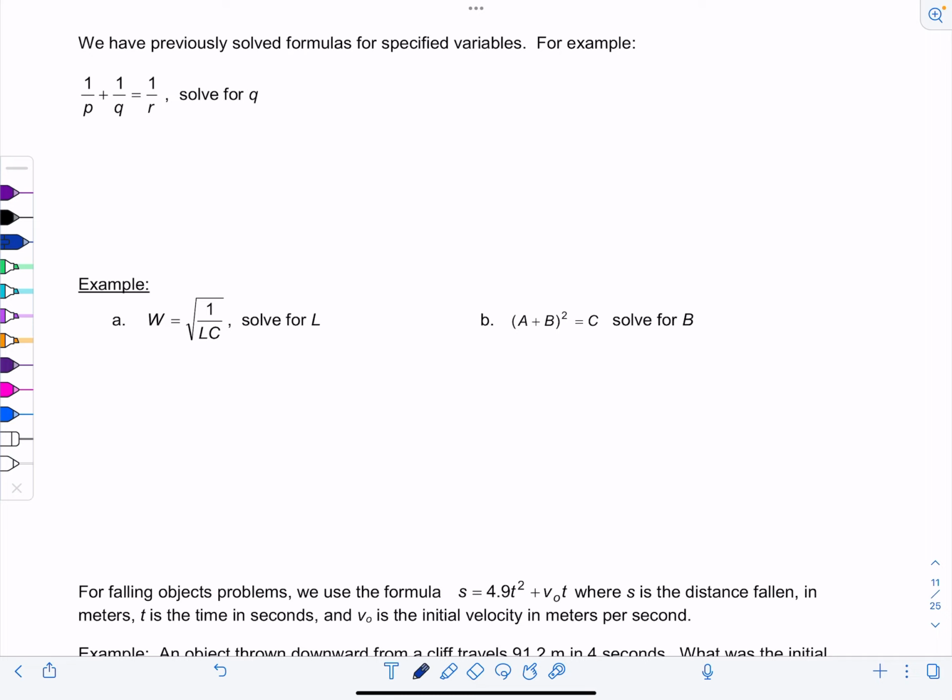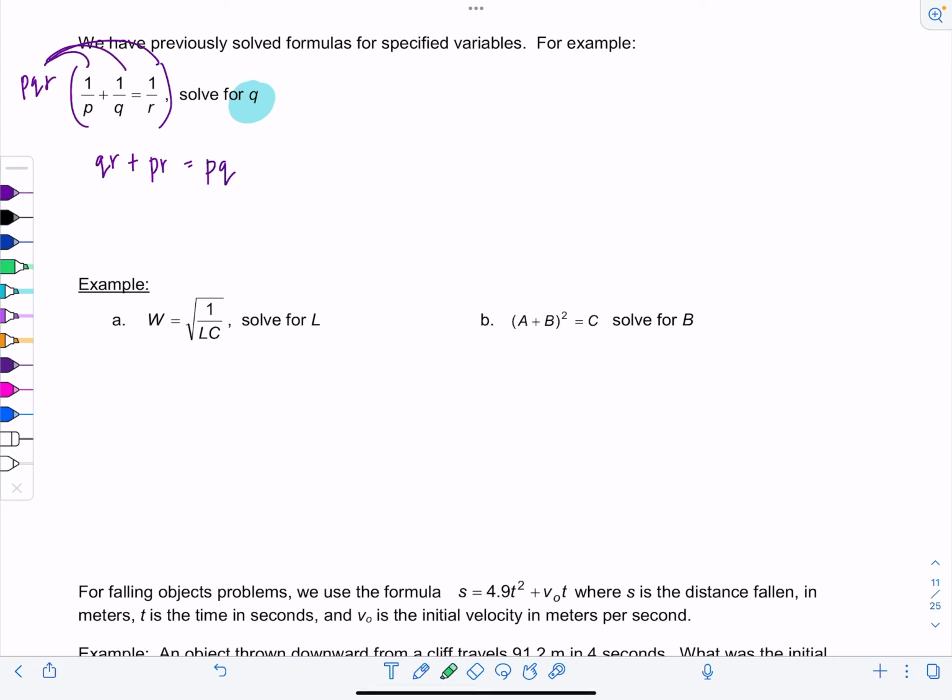Let's look at some different kinds of equations. We've previously solved formulas for specified variables. For example, say you have this rational equation and I ask you to solve for Q. What that means is you need to isolate Q, right? Whatever they ask you to solve for, you need to get that variable by itself. In this particular problem, since it's a rational equation, we would multiply by the LCD, which is PQR, to everybody, okay? And then you would have QR plus PR equals PQ.